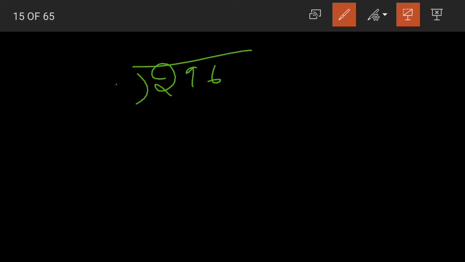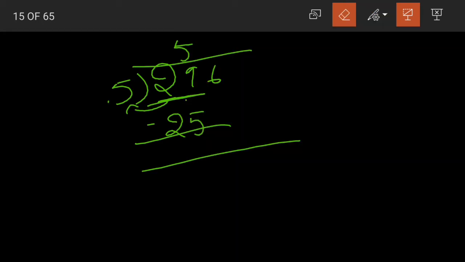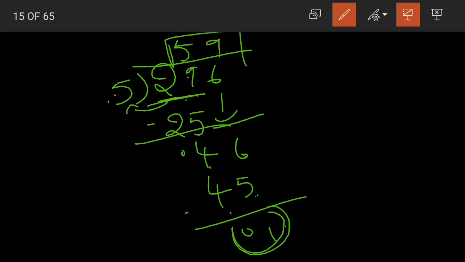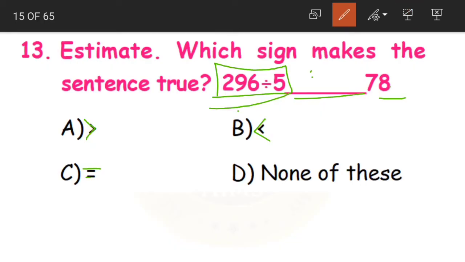296 divided by 5. Now 2 is less than the divisor here, so we need to take 2 digits. We know that 5 fives are 25. When we subtract, 9 minus 5 is 4, 2 minus 2 is 0, bringing another number down. Now how many times is it, children? 5 nines are 45. So when we subtract, 6 minus 5 is 1, 4 minus 4 is 0, 1 is our remainder. What is the quotient? 59.